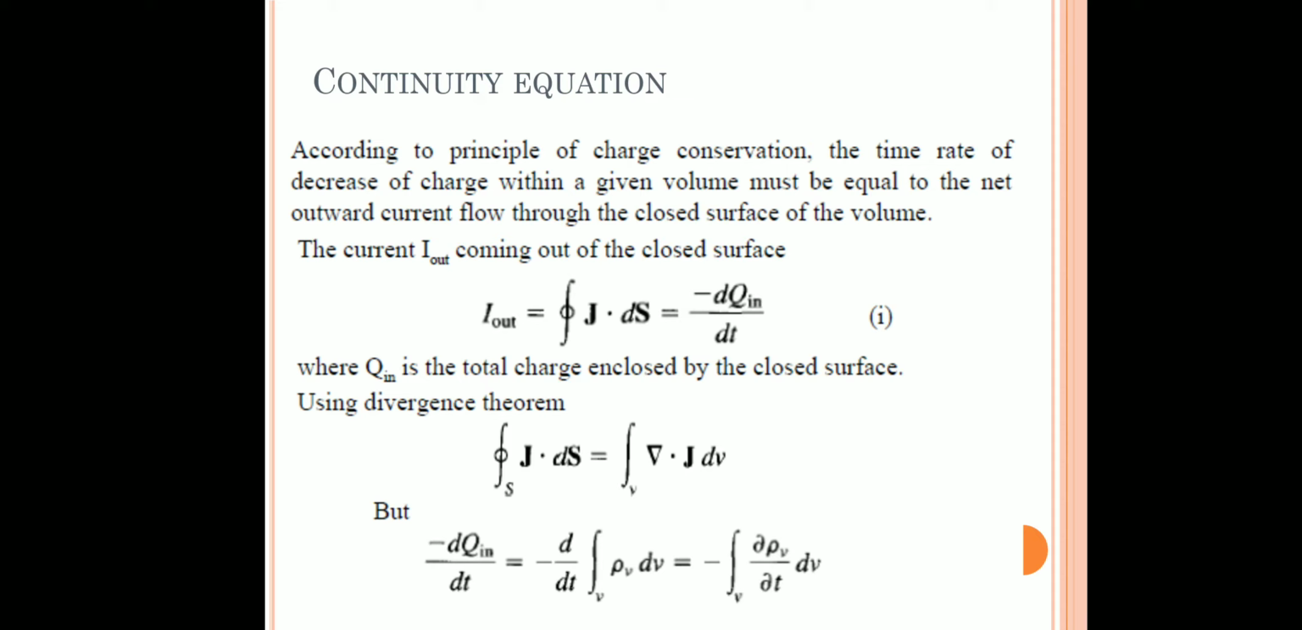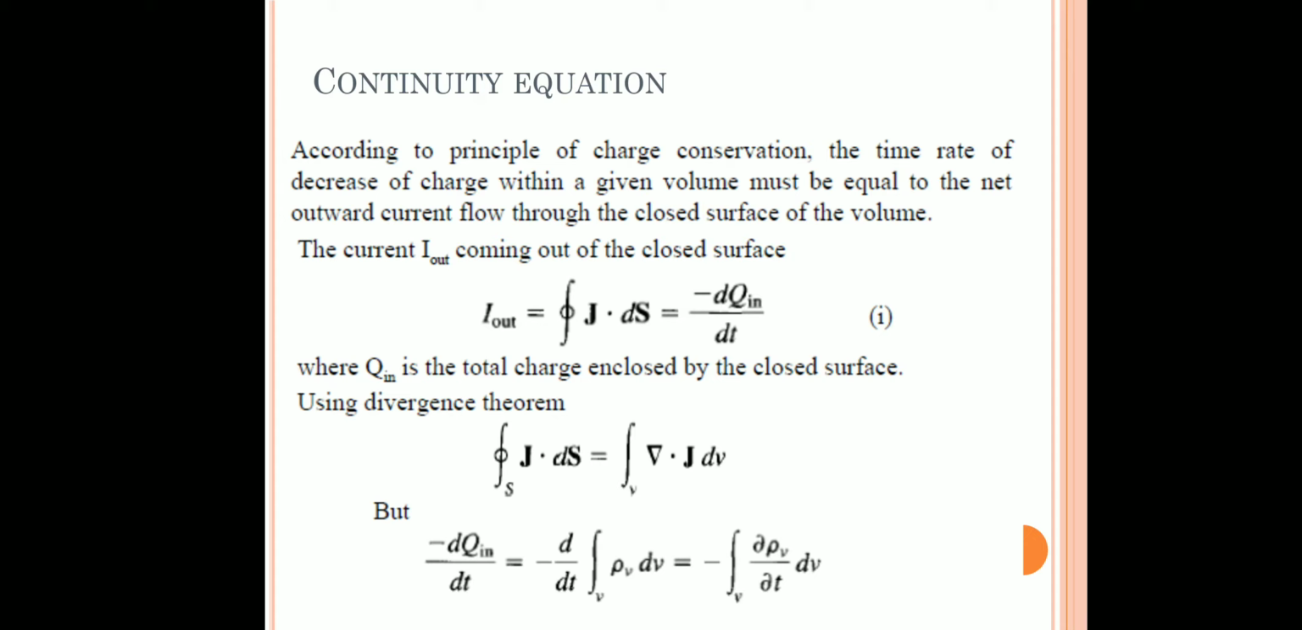According to this, if the current through a differential area ds at a point P on the closed surface S is J dot ds. So we are considering a closed surface S, and in that a point P and the associated differential area ds. Then the current through that differential area ds we can represent as J dot ds. So the total current flowing out through the entire surface we can represent as I out equal to the surface integral of J dot ds.